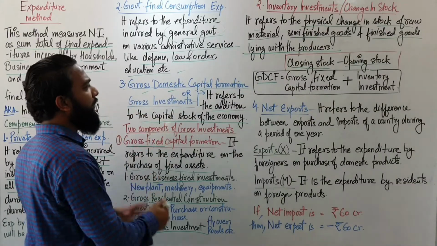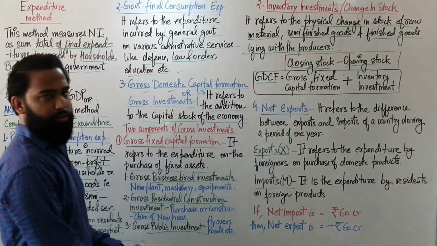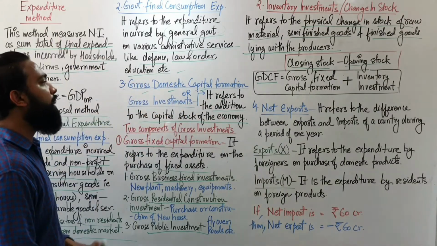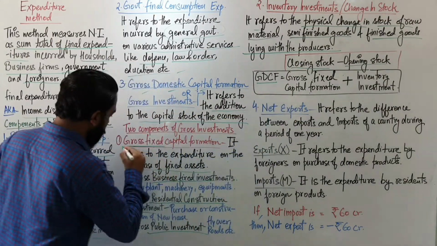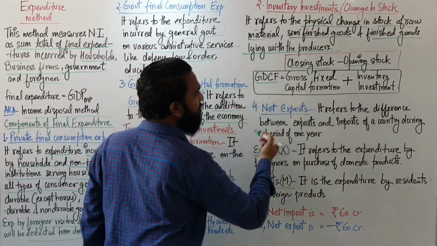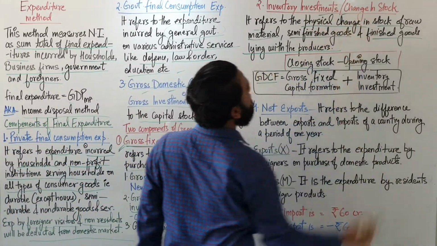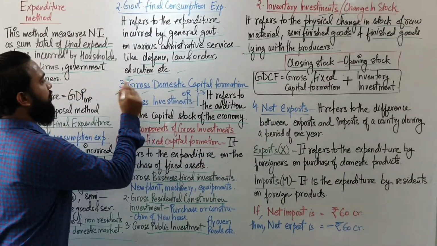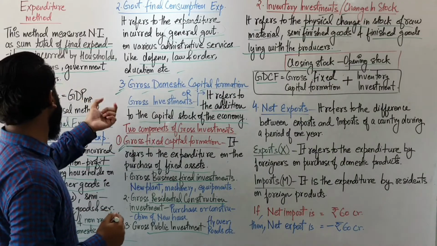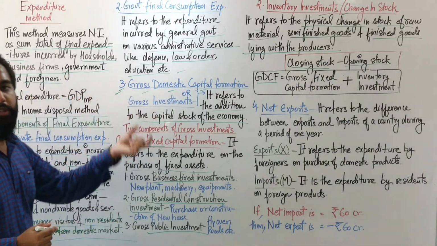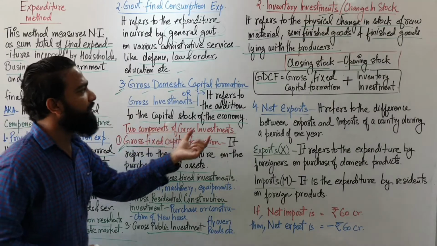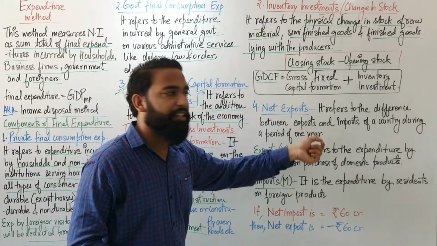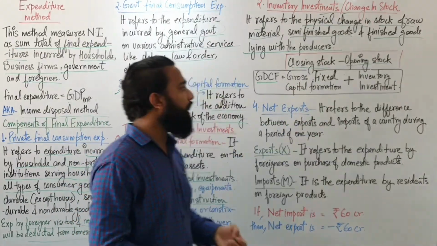Now, to calculate gross domestic capital formation, or gross investments, you need gross fixed capital formation, the first component, plus the inventory investments or change in stock. If you add both of them, then you can get the value of the third component of final expenditure, which is gross domestic capital formation or gross investments. So gross domestic capital formation is equal to gross fixed capital formation plus inventory investments.